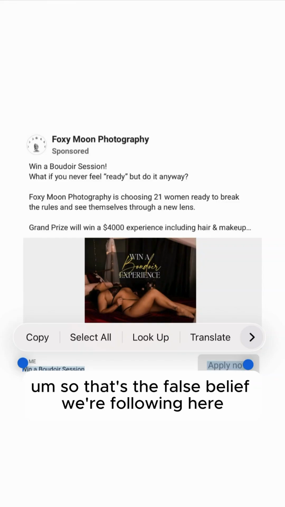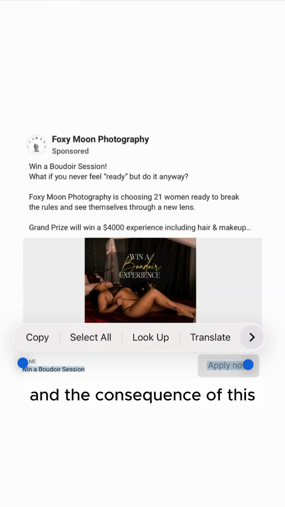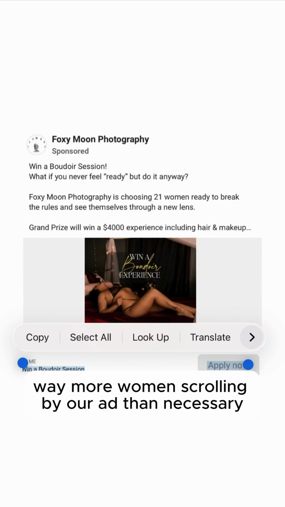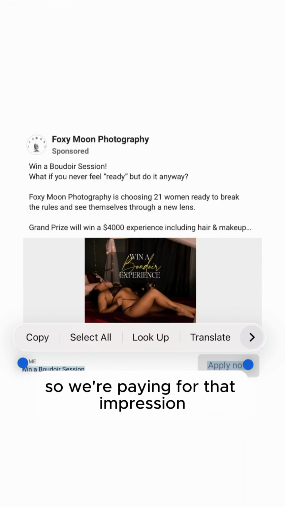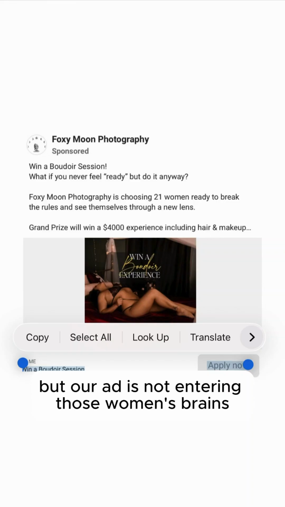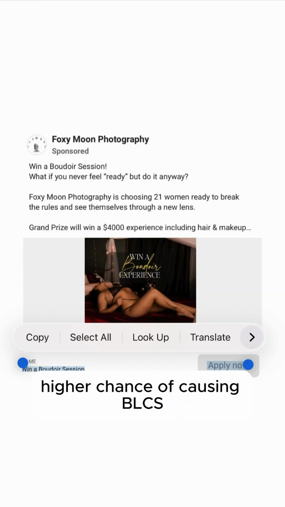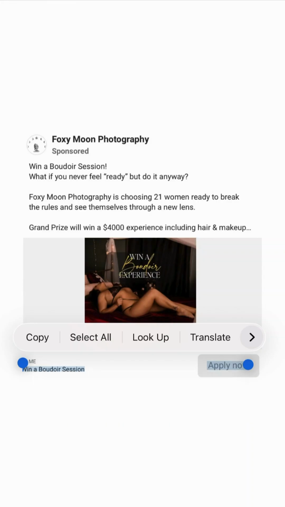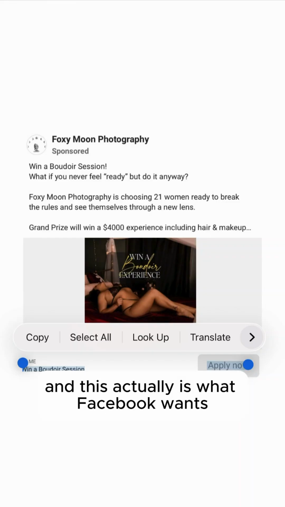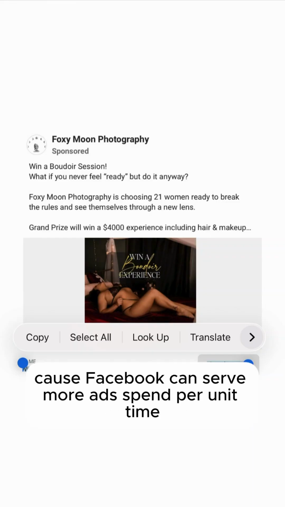So it's the false belief we're following here. And the consequence of this is way more women scrolling by our ad than necessary. So we're paying for that impression, but our ad is not entering those women's brains. It's going to pull our unique CTR all under 6%, higher chance of causing BLCS. And this actually is what Facebook wants, because Facebook can serve more ad spend per unit time.